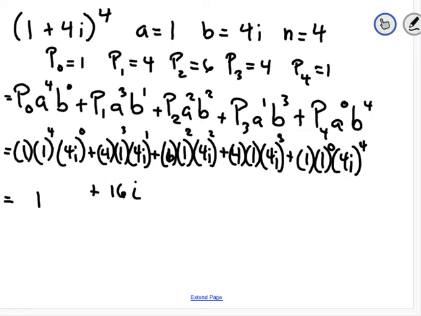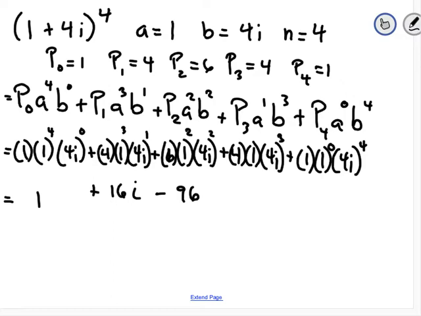Now here we have 6 times (1 squared)(4i squared). Remember, when you have 4i squared, or a number times i squared, you also have to square the number. So here, 4 squared will give us 16. 16 times 6 will give us 96. i squared is equal to -1, so that means here we have -96, right?